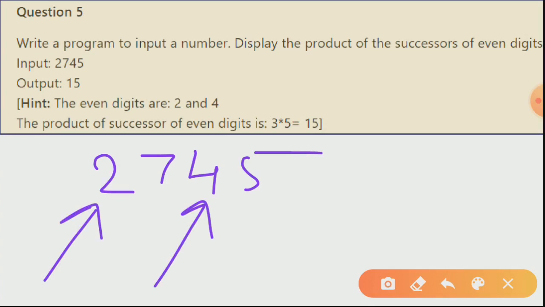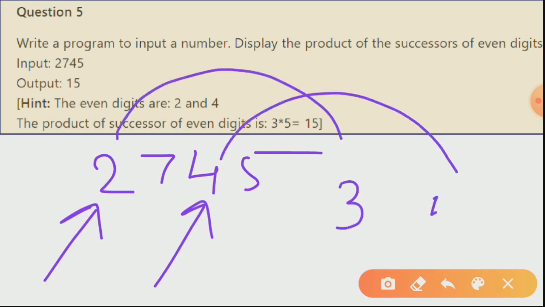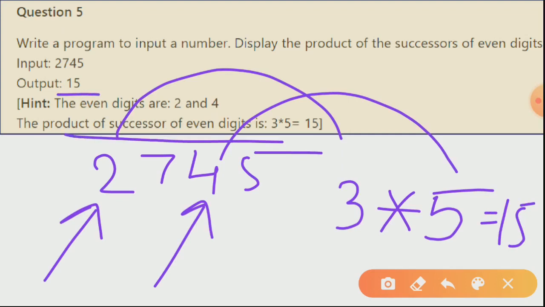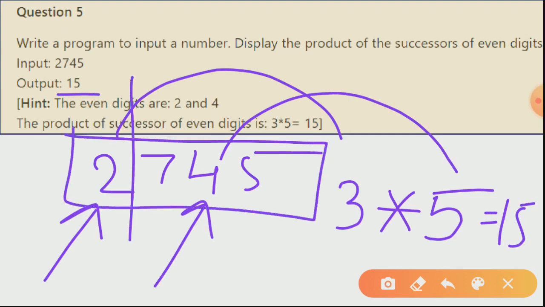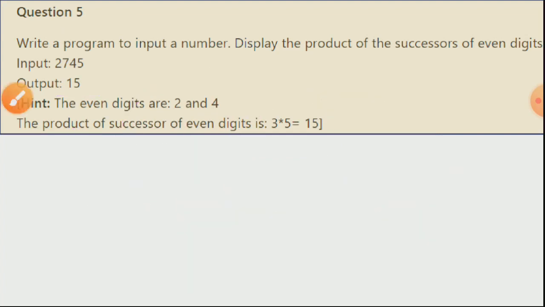Now you have to find out the successors of both. The successor of 2 is 3. The successor of 4 is 5. Now you have to take out the product of their successors, that is basically 15, and that is how 15 has come here. So the first step is: firstly we have to enter a number, then we have to break the number into its digits, and then we have to find out whether each digit is even or odd. If it is even, then we have to find out the successor and then find the product. Now let us see how we are going to solve this code.